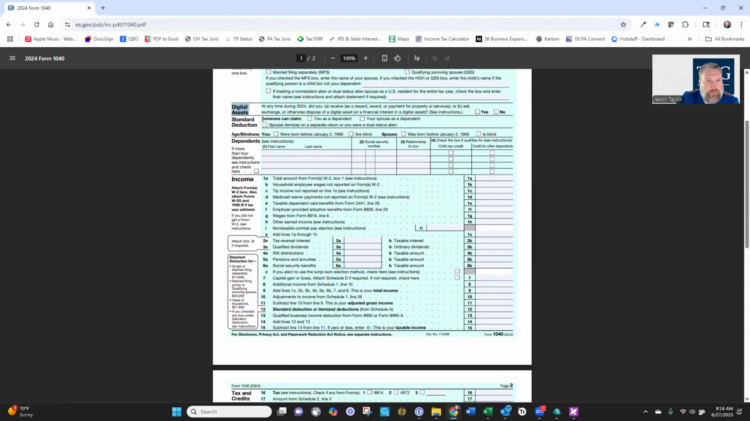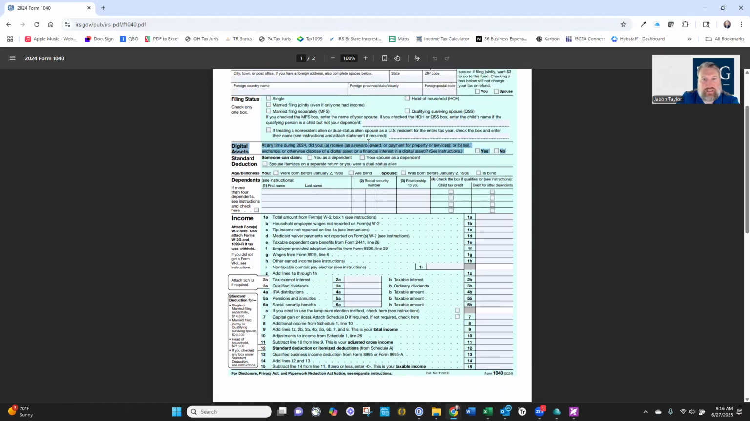Then the very first actual tax question is, do you have any digital assets? This is like cryptocurrency, Bitcoin, stuff like that, and if you had any transactions during the year that could potentially result in either a taxable gain or a taxable loss. The IRS has made this one of their top things that they are looking at. And technically, if you fail to answer this question correctly, you have a falsified tax return or a falsified federal form, and they can hold you accountable for that.